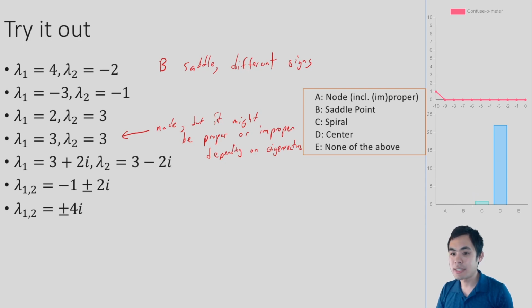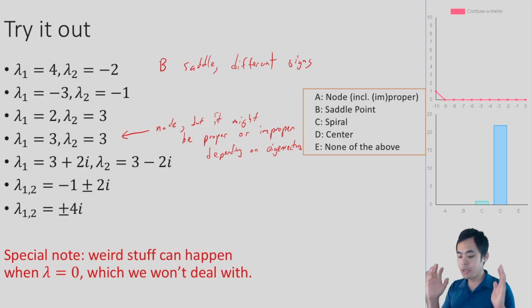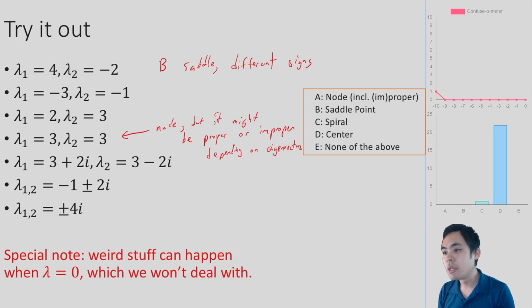Yep, exactly. So this is a center. And note that weird stuff can happen when your eigenvalue is just equal to 0. We're not going to deal with that. That's a very rare case anyway. But weird stuff can happen if the eigenvalues are equal to 0.